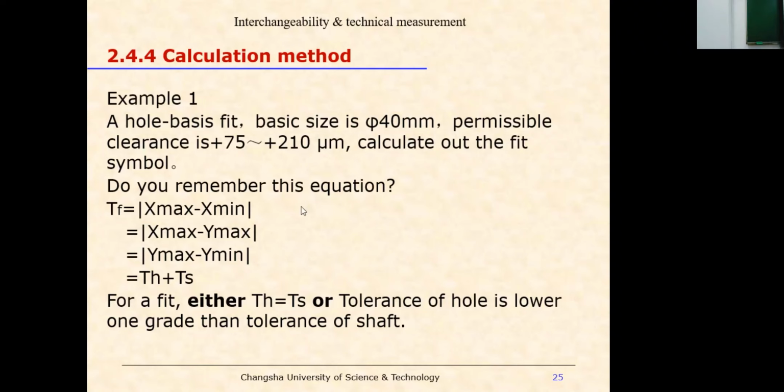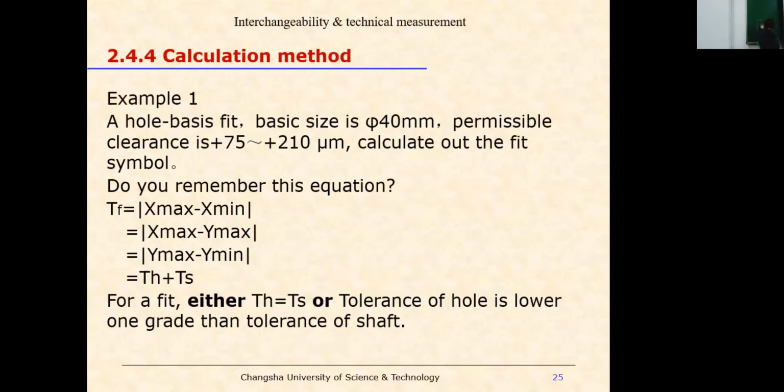Okay. So for a hole-basis fit, the basic size is 40 millimeters. The permissible clearance is 75 to 210, so you just need to design the grade. If the clearance is 49 to 209, and the clearance is here, it's okay, right? Maximum and minimum are both okay, right?